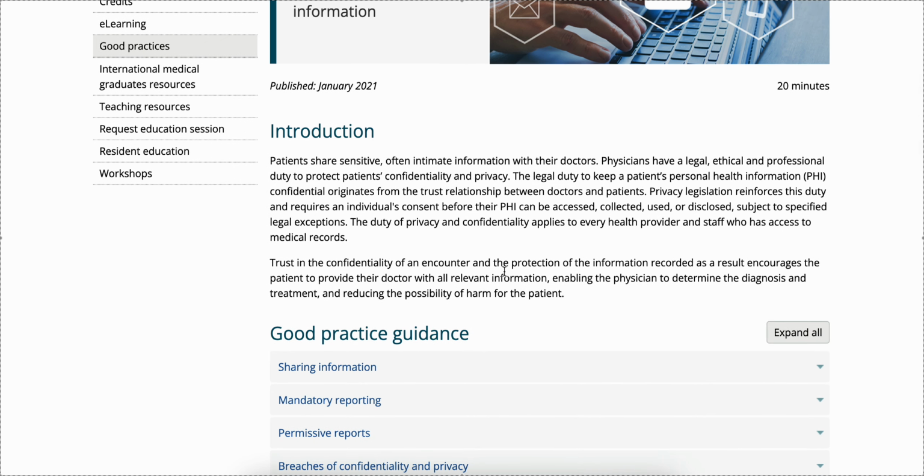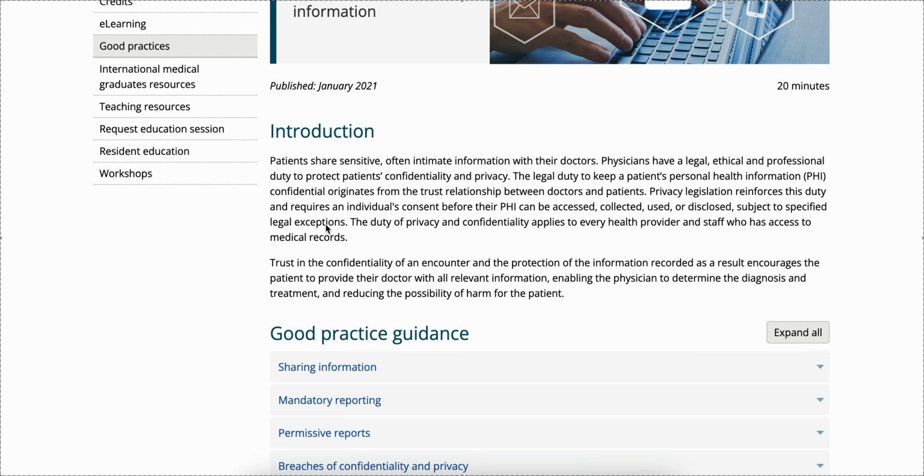So, introduction: patients share sensitive, often intimate information with their doctor. Physicians have a legal, ethical, and professional duty to protect patients' confidentiality and privacy. We always have the legal duty, the ethical duty, but more importantly, it's our profession which allows us to practice professionalism, and professionally we have a duty to protect that. The legal duty to keep a patient's personal health information confidential originates from the trust relationship between a doctor and patients. Privacy legislation reinforces this duty and requires an individual's consent before their personal health information can be accessed, collected, used, or disclosed, subject to specific legal exceptions.